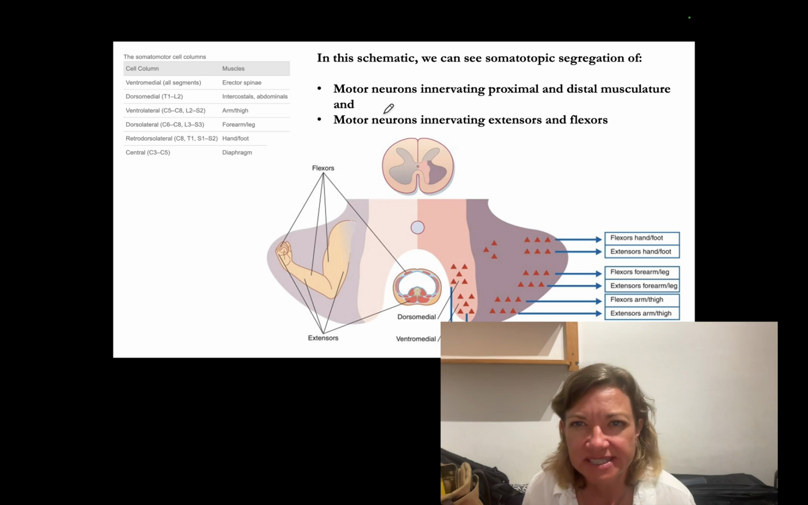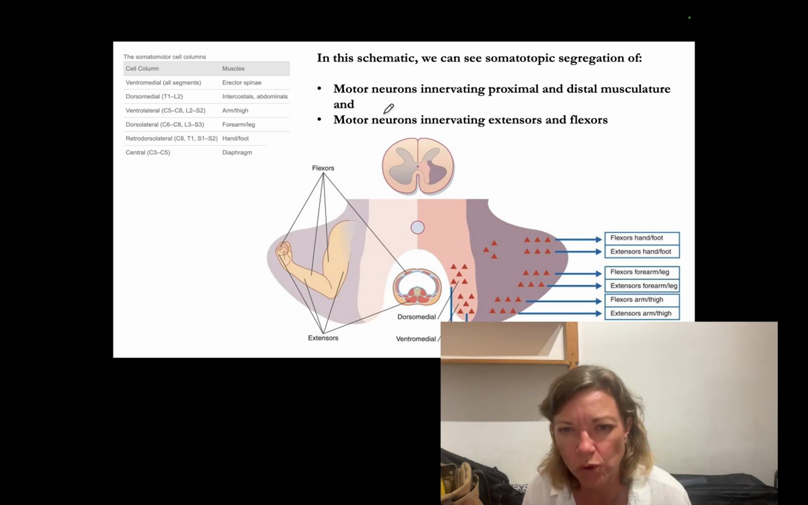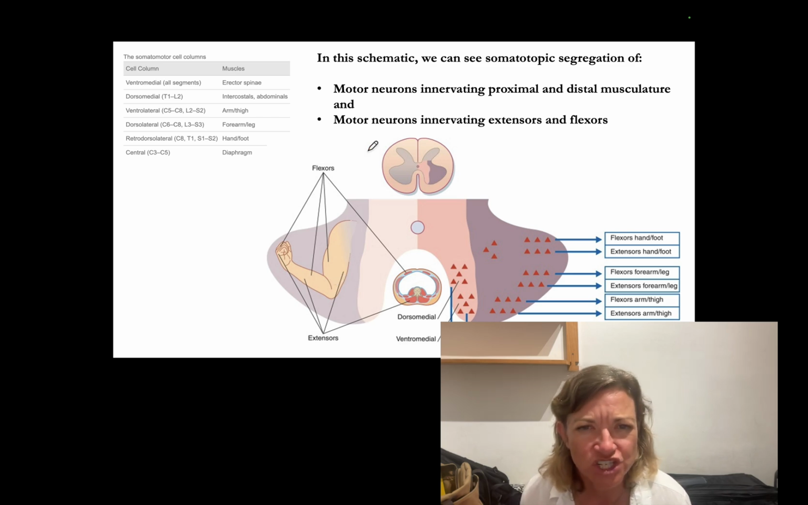Now, in this schematic, we can see somatotopic segregation that occurs in the ventral horn in two ways: of motor neurons innervating proximal and distal musculature, and of motor neurons innervating flexors and extensors. And the upper limb that's superimposed on the ventral horn over here serves as a mnemonic to remind you how the somatotopy generally works in the ventral horn. So in general, motor neurons innervating flexors are located dorsal to motor neurons innervating extensors, and motor neurons innervating proximal musculature are located medial to motor neurons innervating distal musculature.